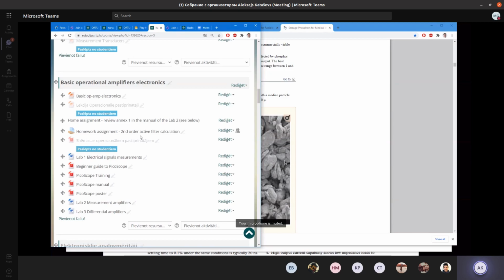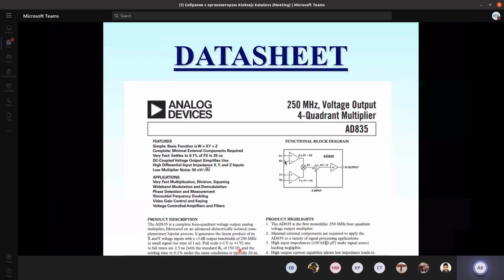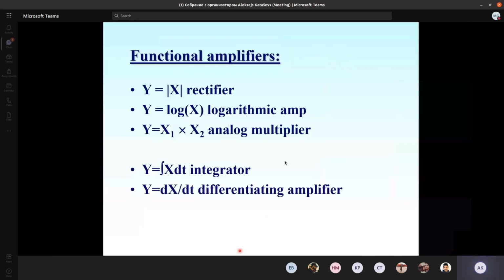Because I'm going to show you how to calculate second order filters too. Well, so let's continue with our topic. Some examples of the functional amplifier. Generally, the history of the functional amplifier is related to the history of analog calculation. I don't remember whether we discussed or not, but the concept of the operational amplifier and its name comes from the word operation, which means a mathematical operation.